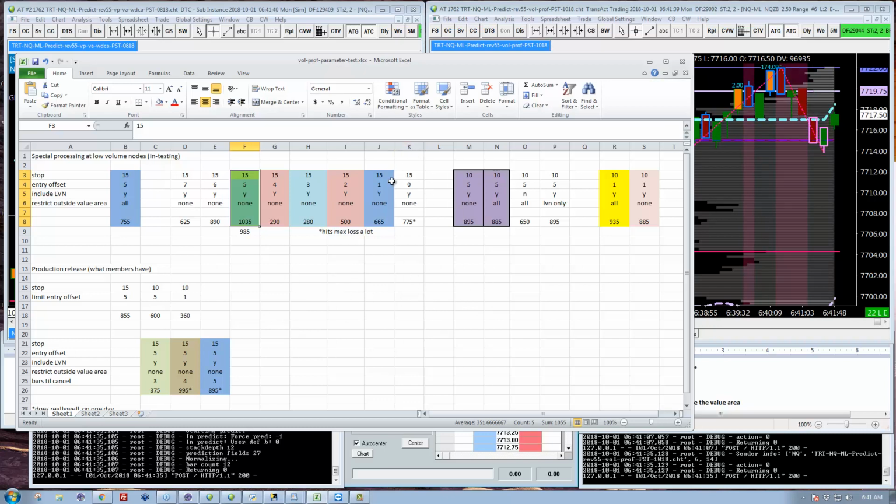Whereas here, these two, you're much more likely to get filled. But particularly on that one, you're getting whacked quite a bit. Like the days when you're taking a loss, it's a full max loss. There's never any sort of minimal loss. All right.